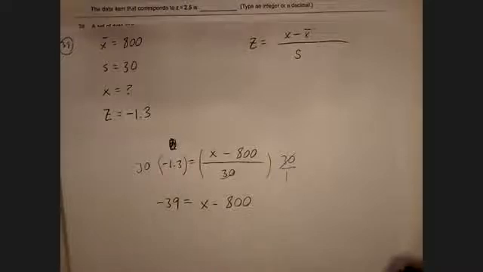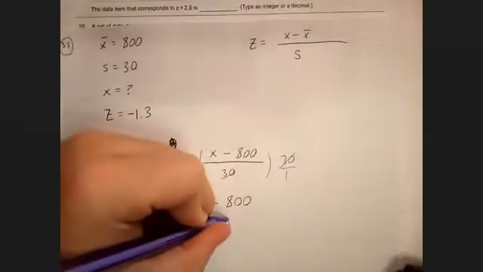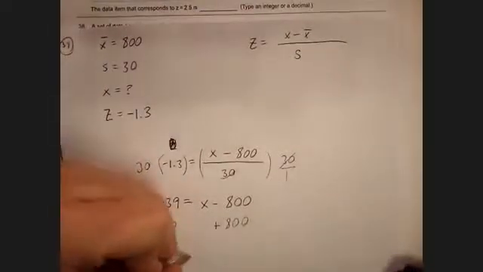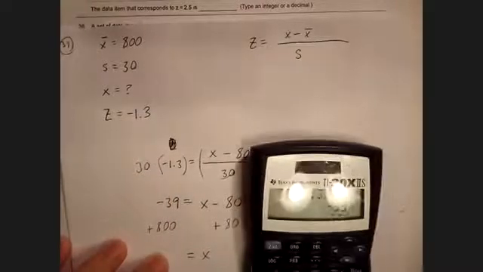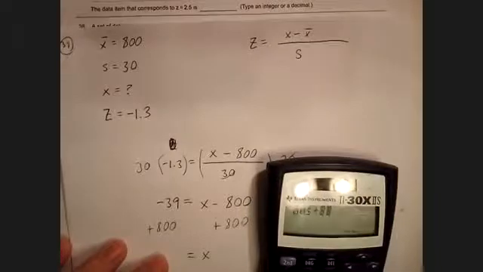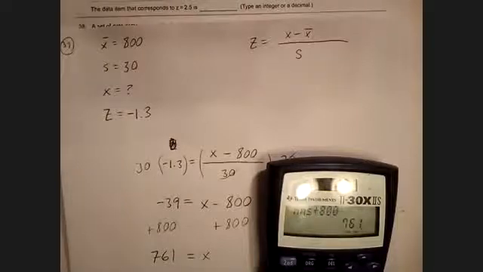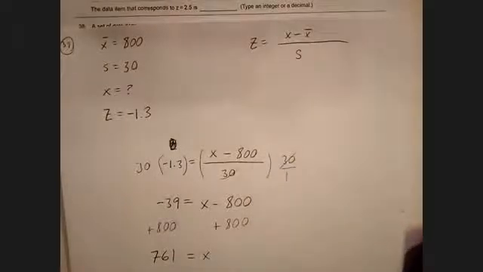Then to solve this for X, all I gotta do is add 800. So, since I already have that number in my calculator, the previous number, I just go plus 800. I get 761. Okay, and that's it. So that is the data item for number 39, 761. All right, let's see if there's anything else. I think that's all we're going to do. Yep. Okay.